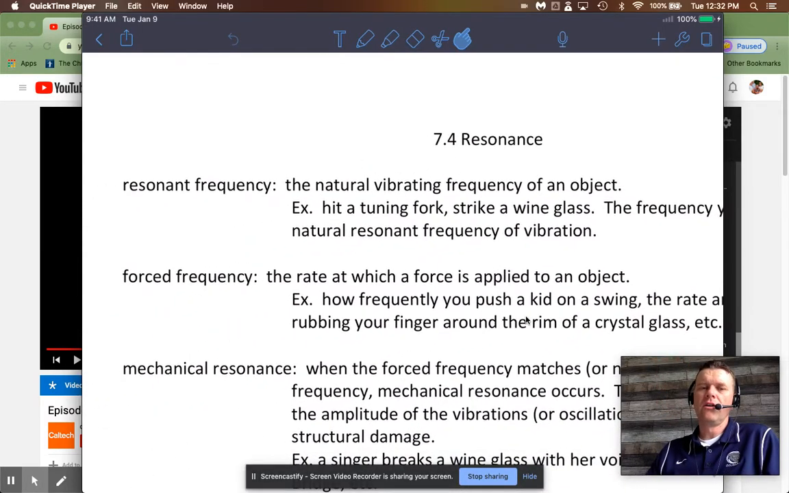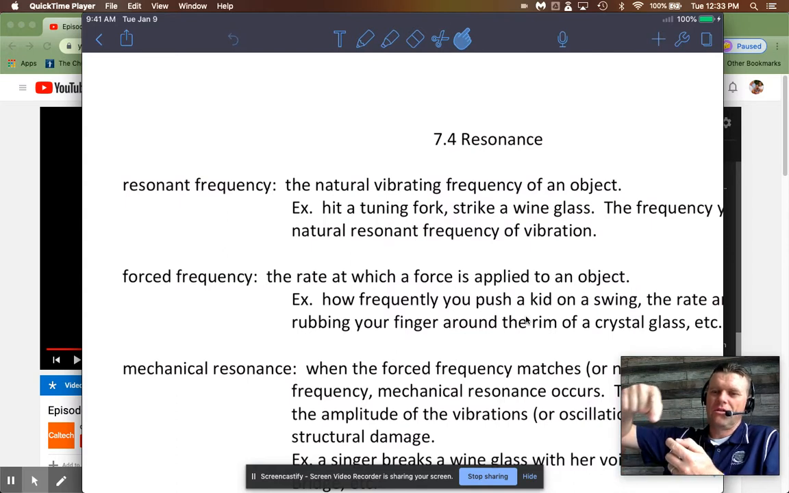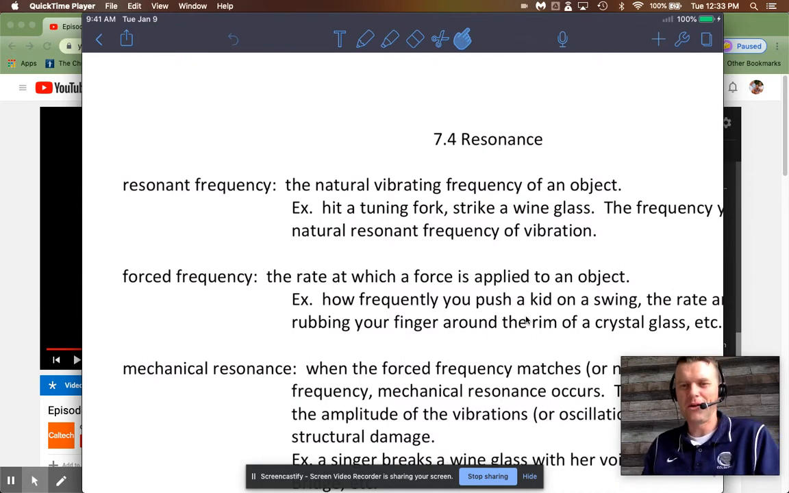Now, in the video, they didn't talk about it, but it's called forced frequency, and that's the rate at which a force is applied to the object. So if you have a wine glass, you can wet your finger and rub the rim of the glass, and depending on the pressure and the rate at which you go around the rim, you will cause it to vibrate at its resonant frequency, and you'll actually get it to kind of sing a little bit. It's really kind of fun to play with.